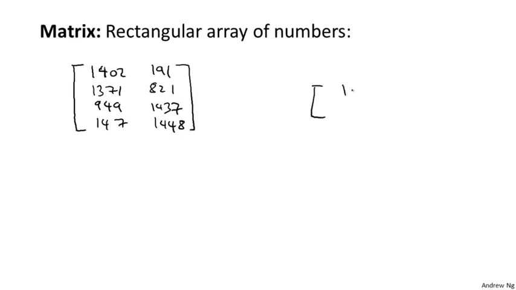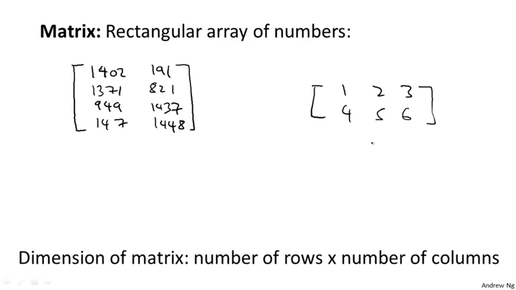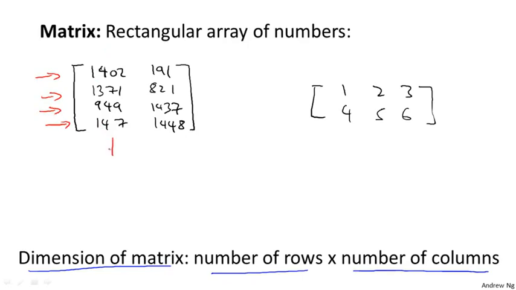And here's another example of a matrix. I'll just write 1, 2, 3, 4, 5, 6. So a matrix is just another way of saying a 2D, or two-dimensional, array. The other piece of terminology we need is that the dimension of a matrix is written as the number of rows times the number of columns in the matrix. Concretely, this example on the left has 4 rows and 2 columns. So I'm going to say this is a 4 by 2 matrix, okay? Because it's number of rows by number of columns, so 4 rows, 2 columns.